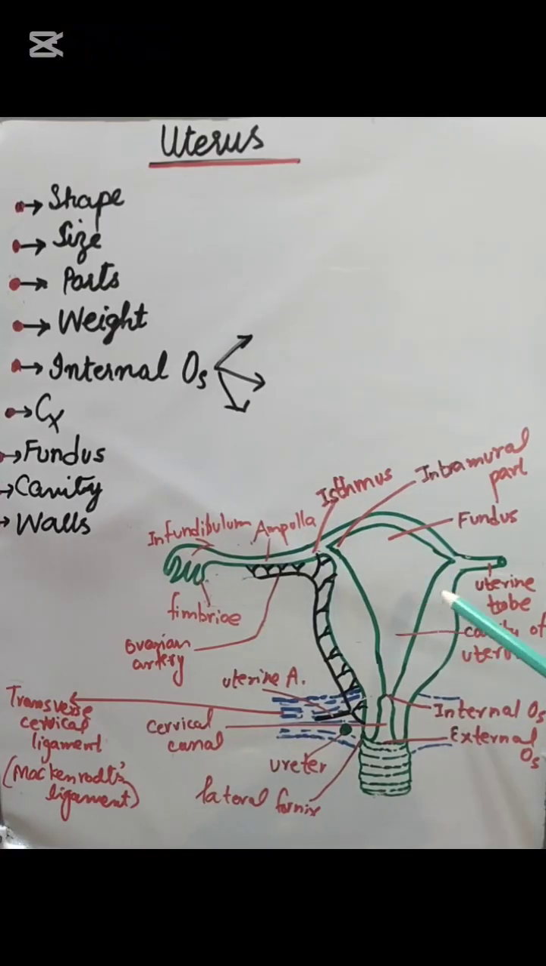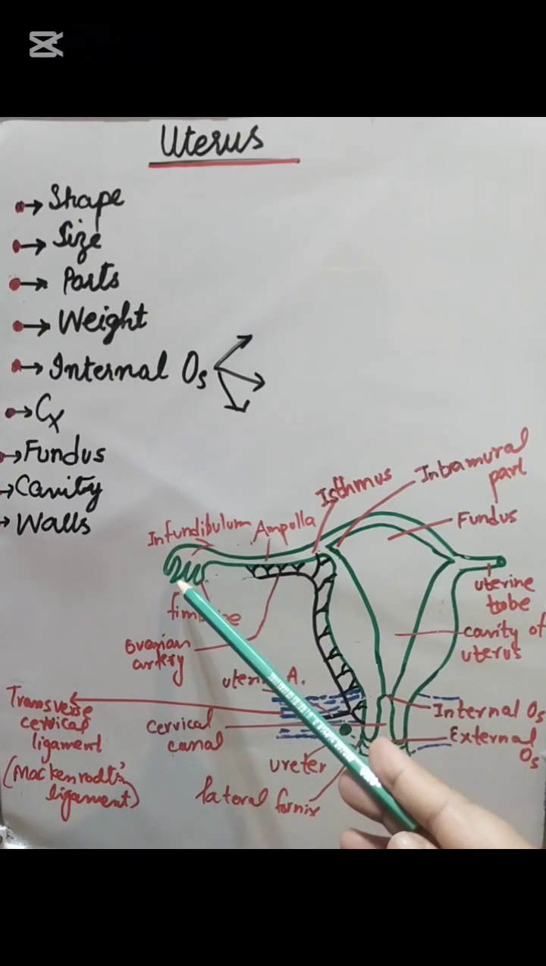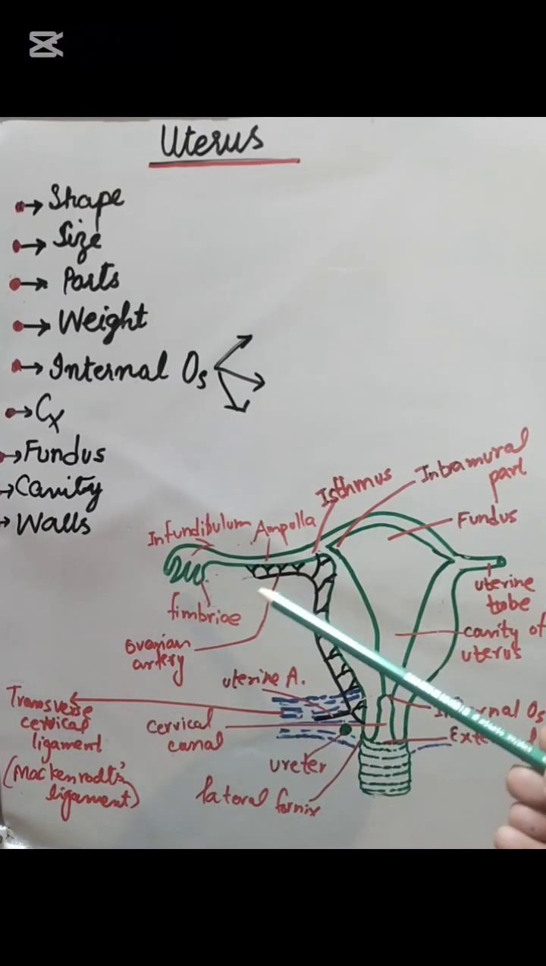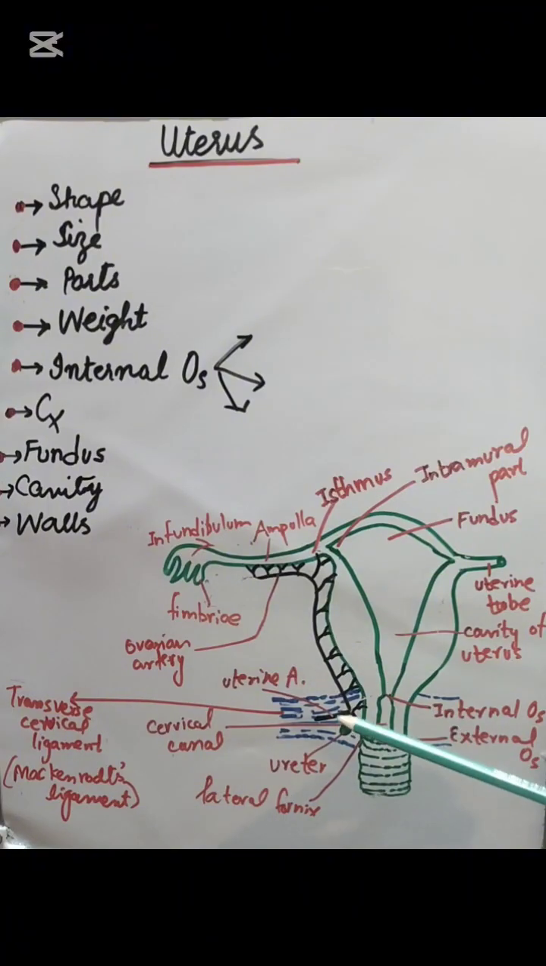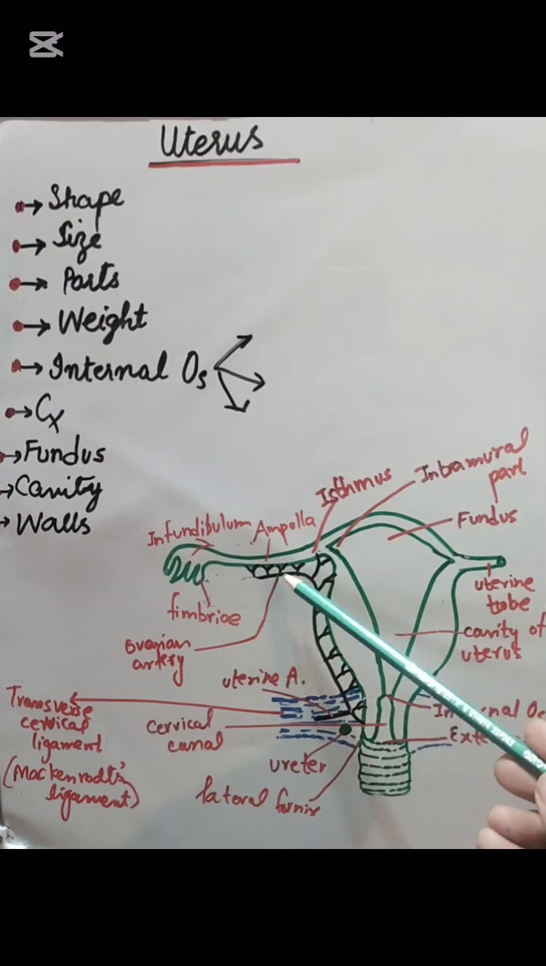Look at this diagram. Here I have mentioned different parts of the uterus. Here, as I talked earlier, is the fundus, then comes the fallopian tubes, and there are four parts of the fallopian tube. One is the intramural part, then comes the isthmus, then ampulla, then infundibulum, and these are the fimbriae of the fallopian tube. This is the uterine artery which comes transversely and moves vertically upwards at the level of the internal os, and then it anastomoses with the ovarian artery.